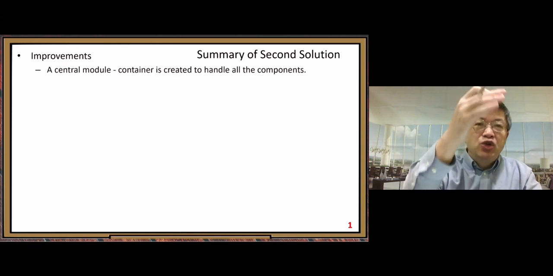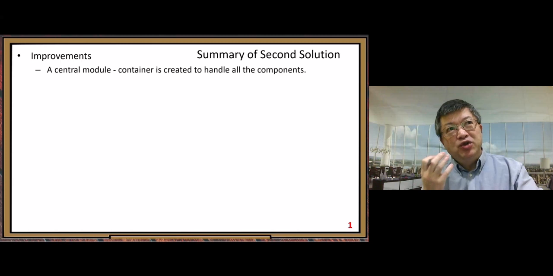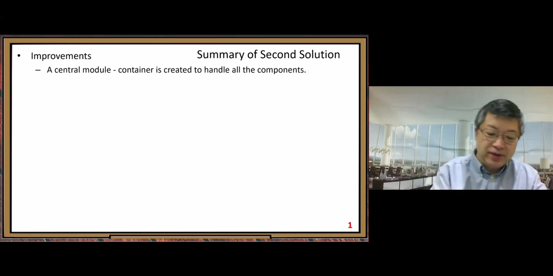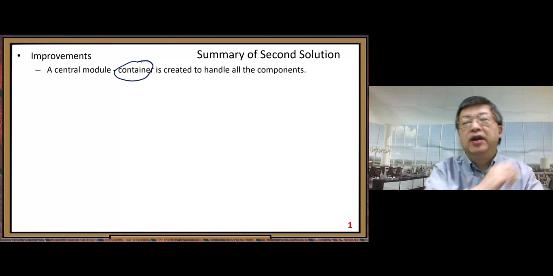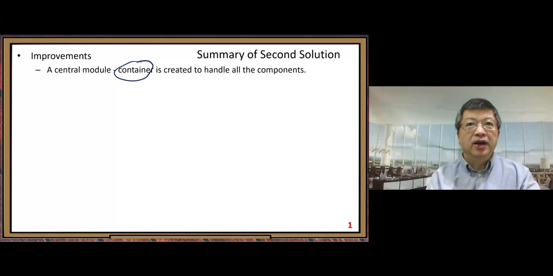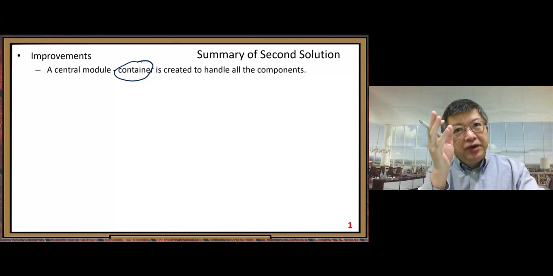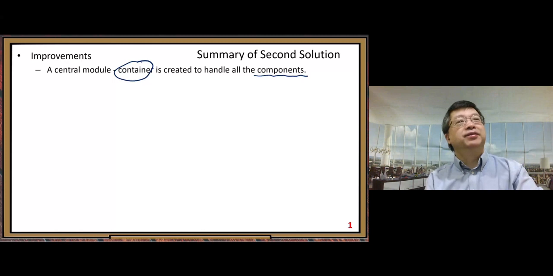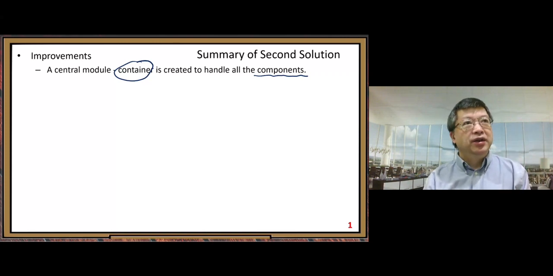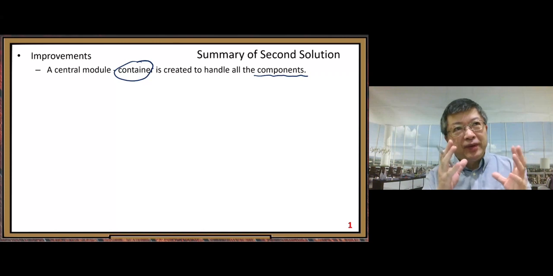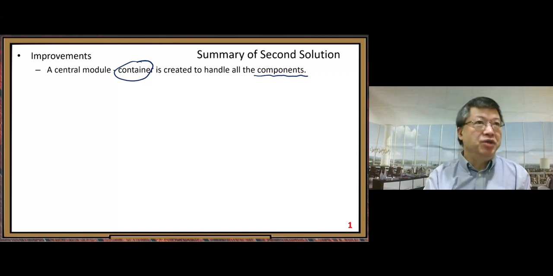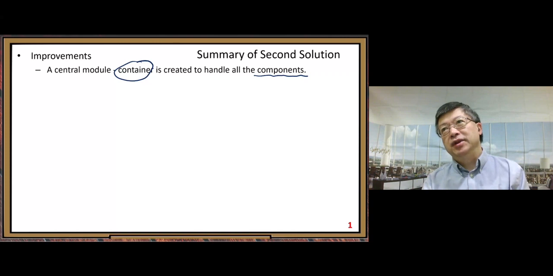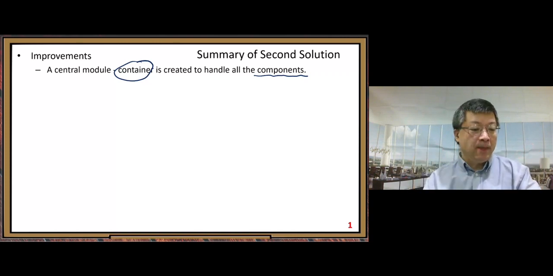First, central module. We create a central module, the container. So we introduce the key concept, container. It is created to handle all the components. Last time I gave you the meaning: the resource. A component is typically a valid Java object inside this application.